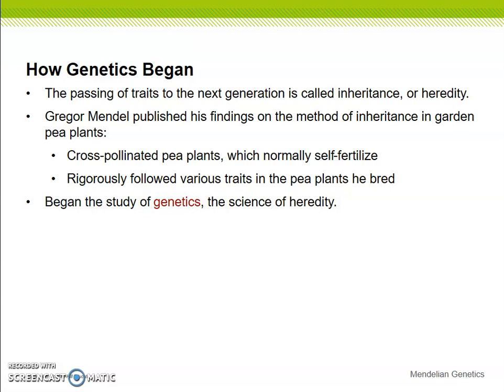He rigorously followed the traits, like the height of the plant or the color of the seed, through many generations. So he didn't just look at the seeds from the plants. He looked at several generations. He planted some pea plants, and then they grew, and he got some seeds, and then he planted those seeds, and he looked at the traits that those plants had, and then he planted the seeds from those, over and over and over. And thus began the study of genetics, which is how traits are inherited from one generation to the next.